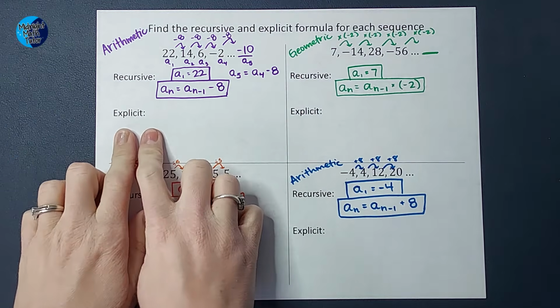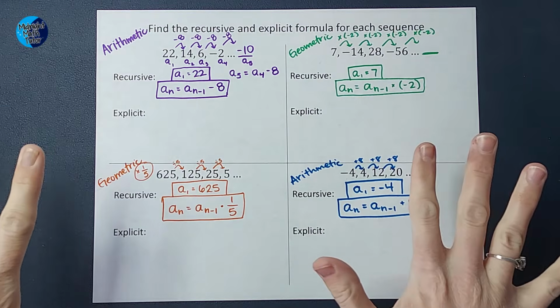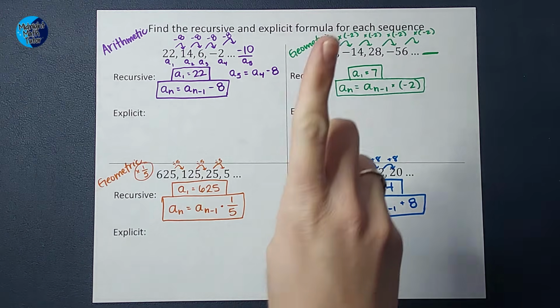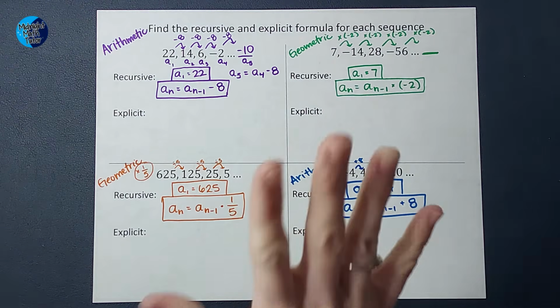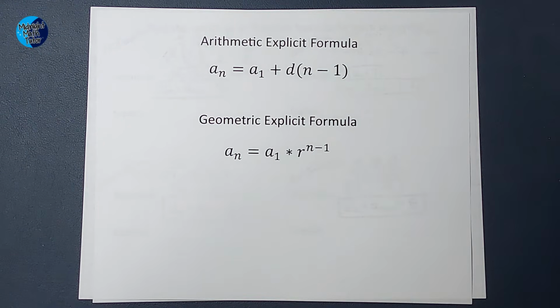The explicit formula allows us to plug in whatever we want for n, and you don't have to know the number before it. But how do we find that? Well, that's what I'm going to show you. Okay, here's the thing. I'm going to show you the formulas, but I don't want you to just memorize these.